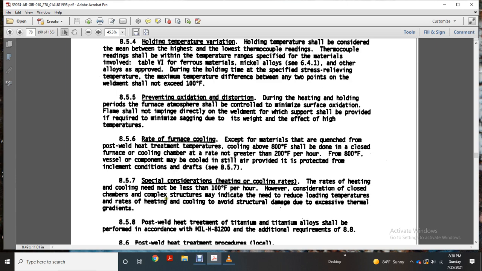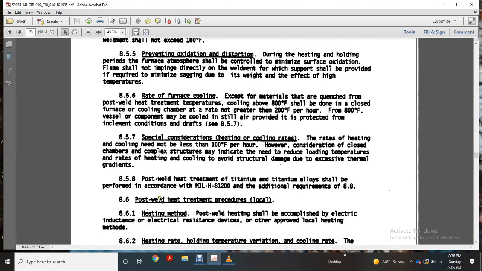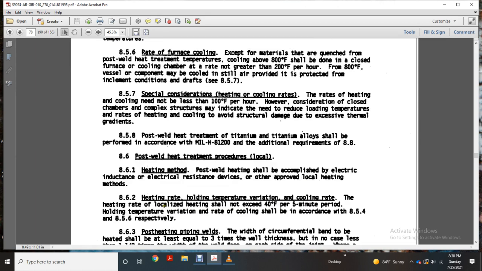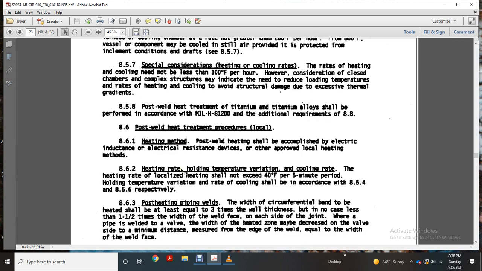858. Post-weld heat treatment of titanium alloys shall be performed in accordance with the mill H81200. Additional requirements of 88. Post-weld heat treatment procedure local heating method. Post-weld heating should be accomplished with electrical induction, electrical resistance devices, or other approved local heating methods. Heating rate, holding temperature variation, cooling rate. The heating rate with the localized heating shall not exceed 40 degrees Fahrenheit per 5-minute period. Holding temperature variation and rate of the cooling should accord with 854 and 856 respectively.